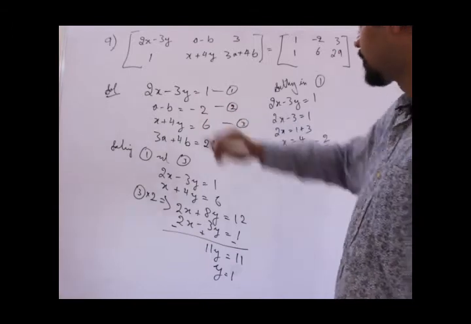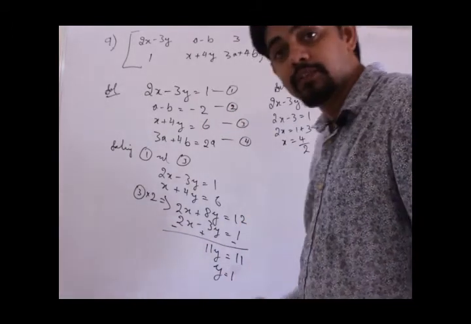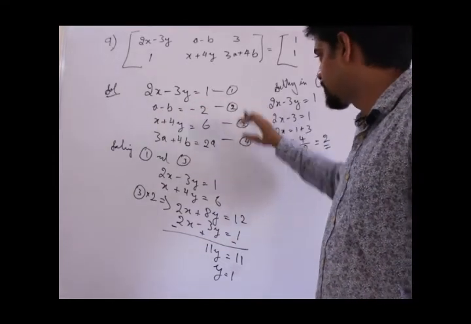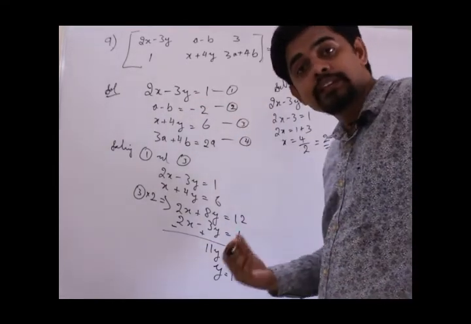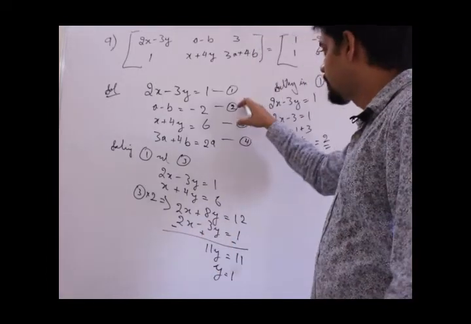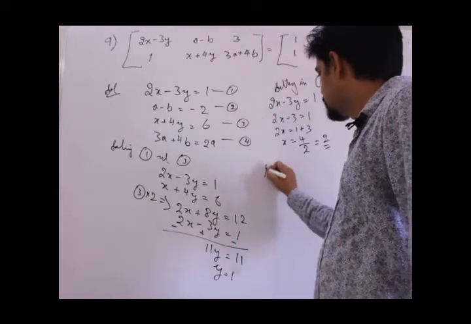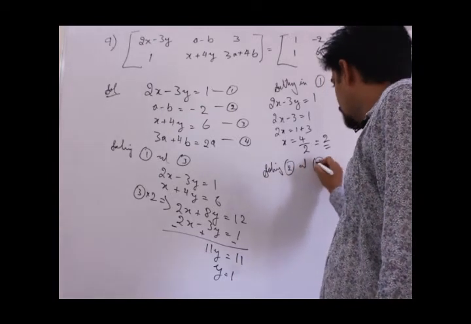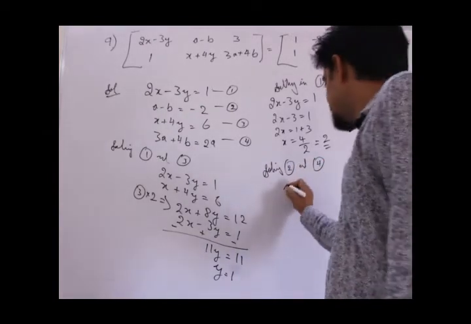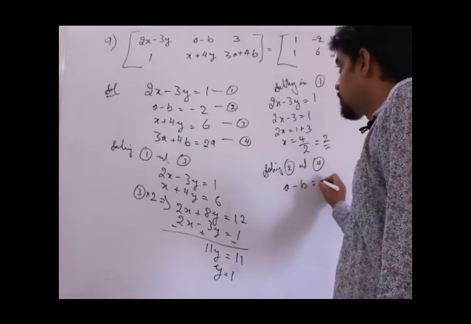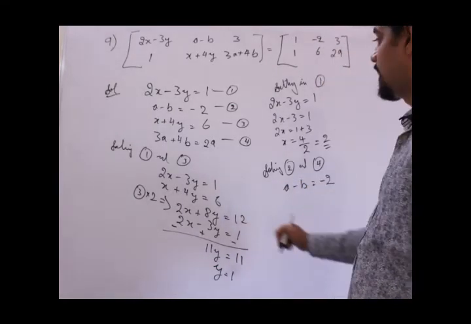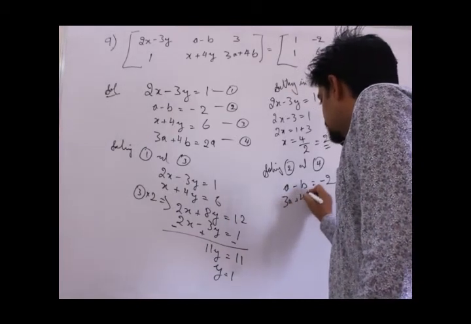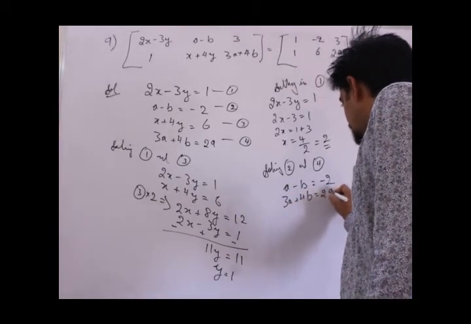Now solve the other two equations. We have the value of y is equal to 1, x is equal to 2, and now we need to solve the second and fourth equations for getting the values of a and b. So solving the second and fourth equation: a minus b is equal to minus 2, and the last equation is 3a plus 4b is equal to 29.